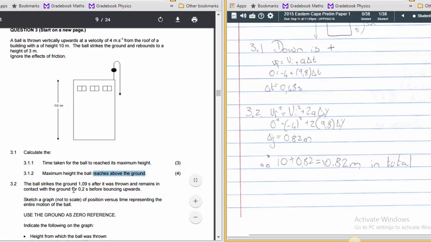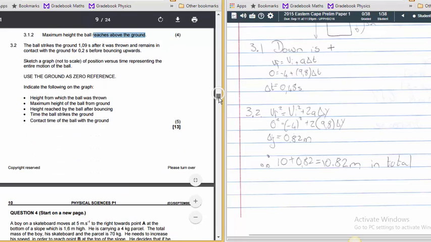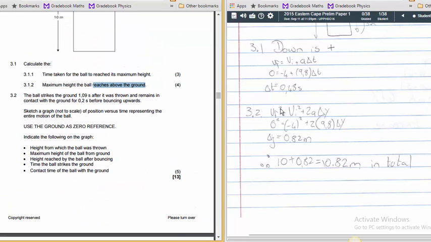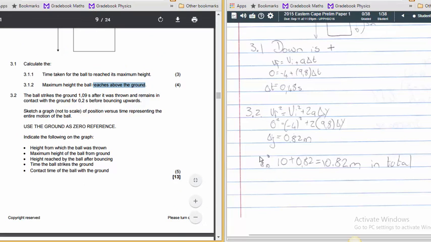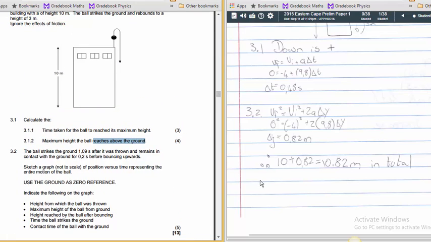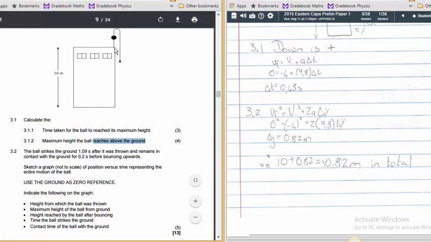Okay, next question. The ball strikes the ground 1.96 seconds after it was thrown and remains in contact with the ground for 0.2 seconds before it bounces back upwards. Sketch a graph, not to scale, of position versus time representing the entire motion of the ball. Use the ground as 0 reference. Okay, what that just means is that if the ground is 0 reference, then if I draw my graph, I must start at 10 meters above the ground, because the ground must be 0 reference. Okay, hopefully that made sense.